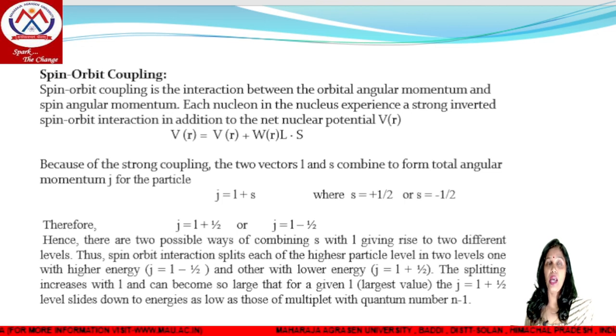Splitting increases with L and can become so large that for a given L, the J equal to L plus 1/2 level slides down to energies as low as those of the multiplet with quantum number n minus 1.